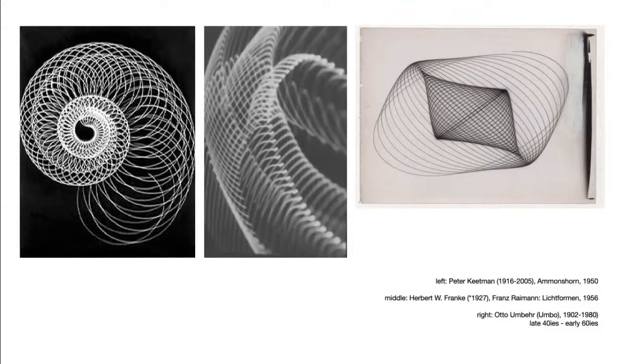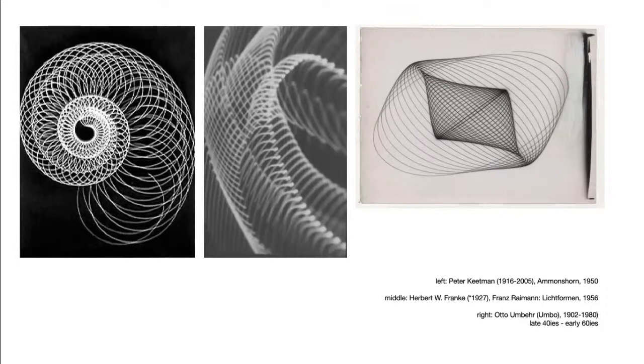Then we have Herbert W. Franke, together with a colleague, Franz Reimann. He used an oscilloscope screen as the output of his oscillations. And this is like the center rhythmogram. And Otto Umbeer, he also did some stuff.